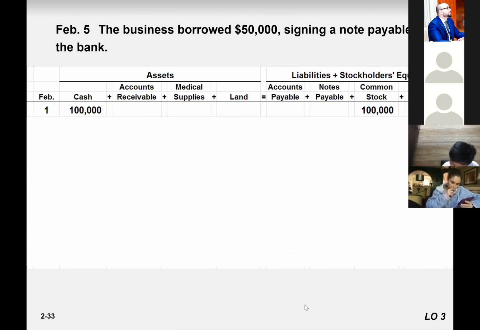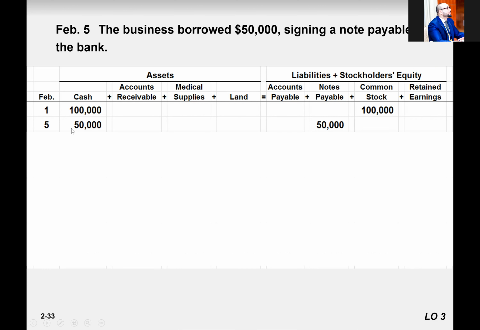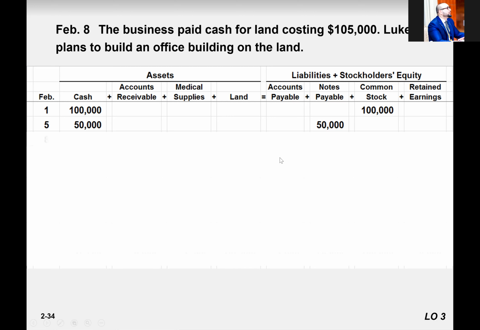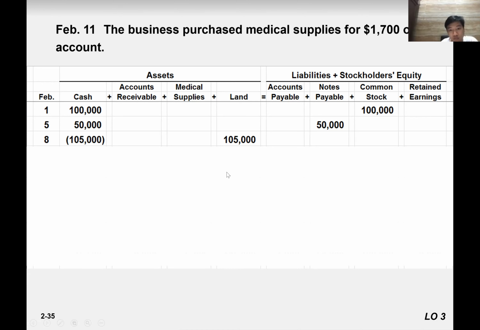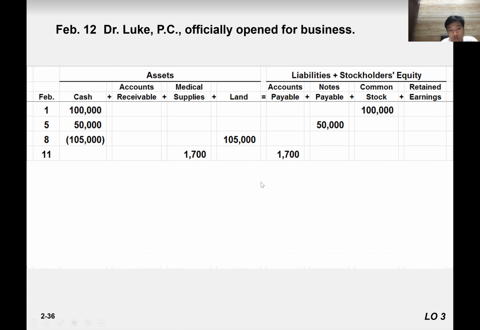Okay guys, welcome back after the breakout room activity. So let's match the answers. Our February 5th, the answer should be a 5,000 increase in cash and 5,000 in notes payable because they signed a note payable. February 8, it is a 10,500 decrease in cash and a 10,500 increase in land. February 11, it is medical supplies and accounts payable.